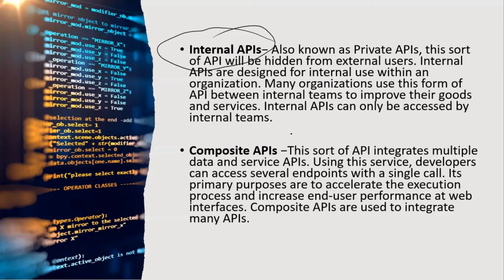If there is a server and I want to connect to that specific service of my server, which is only available for internal use, not for external purposes. Now I have Composite API. What does it mean? In Composite API, we connect certain APIs together and make them work as one.